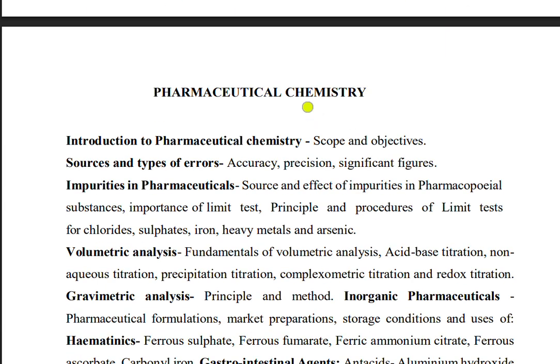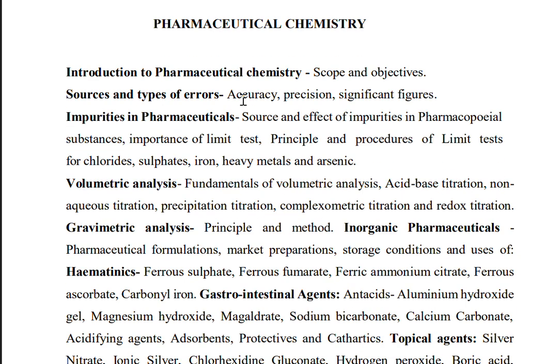The second most high yielding topic, and the difficult topic, is pharmaceutical chemistry. Each of the aspirants may lack in this subject, but if we read along with the pharmacology, we can get a high score in the MRB Pharmacist exams. In that, the introduction to the pharmaceutical chemistry, scope and objectives.